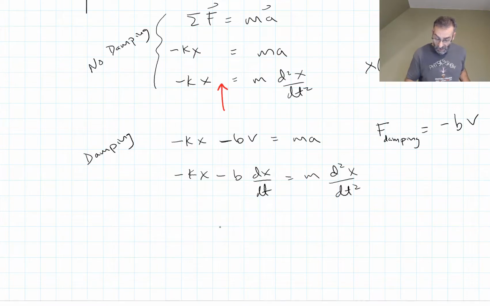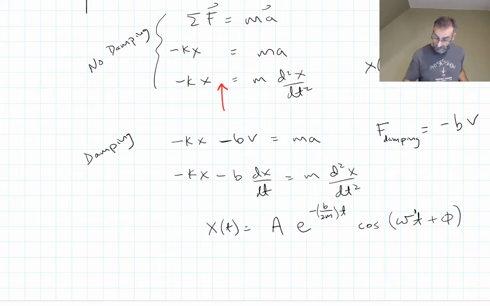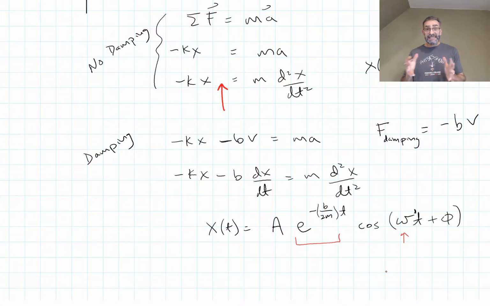When this differential equation is solved, you get a function that looks like this. So it looks very similar to our previous function, except we have this damping term, and our omega is slightly different. Now there are a number of oscillating systems that we can think about.